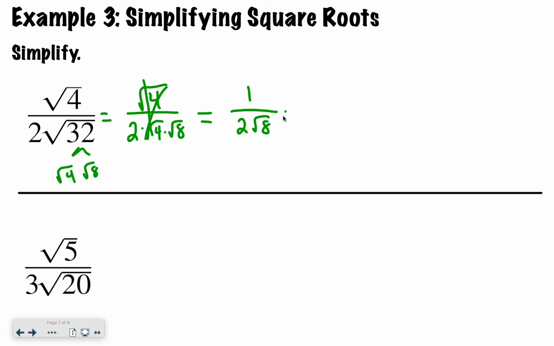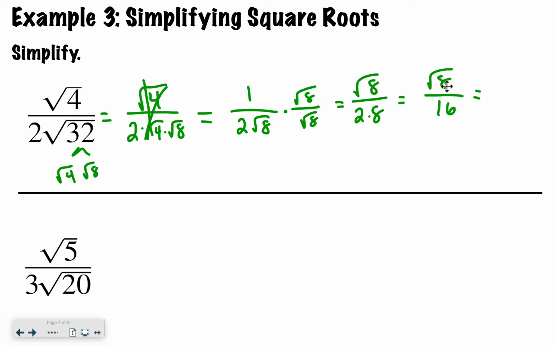And now I have a couple of options. I can either multiply the top and bottom by the square root of 8 over the square root of 8, and I would get the square root of 8 over 2 times 8, or the square root of 8 over 16.